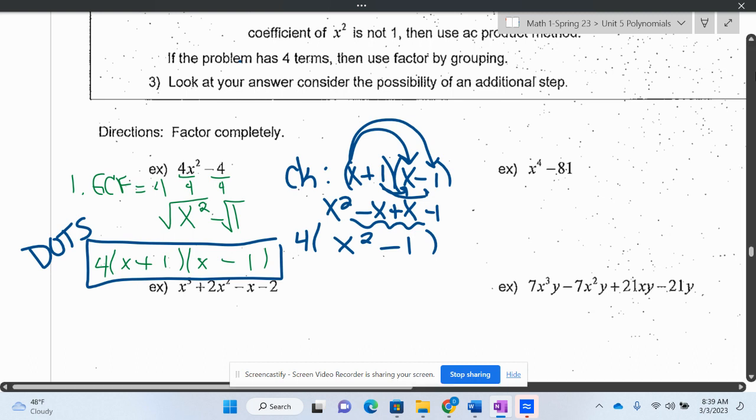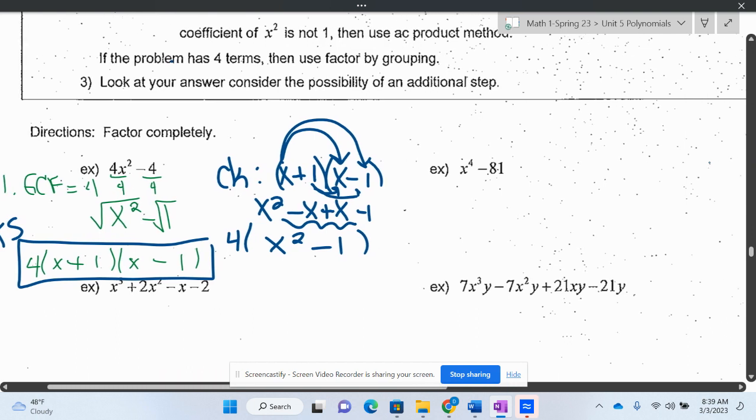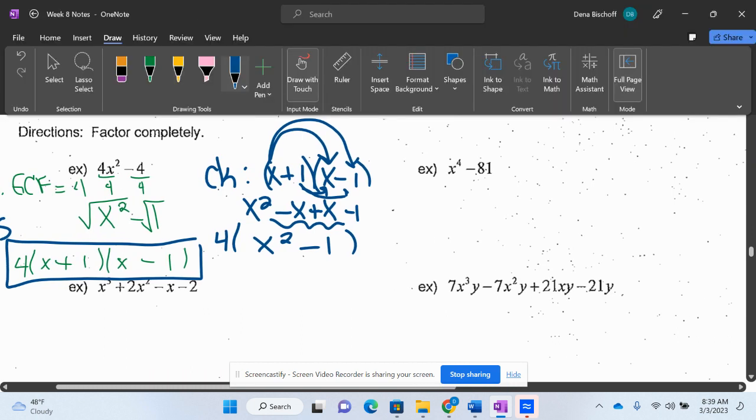So I want you to look at the next example and remember what I said about variables being perfect squares. Is x to the fourth power a perfect square?